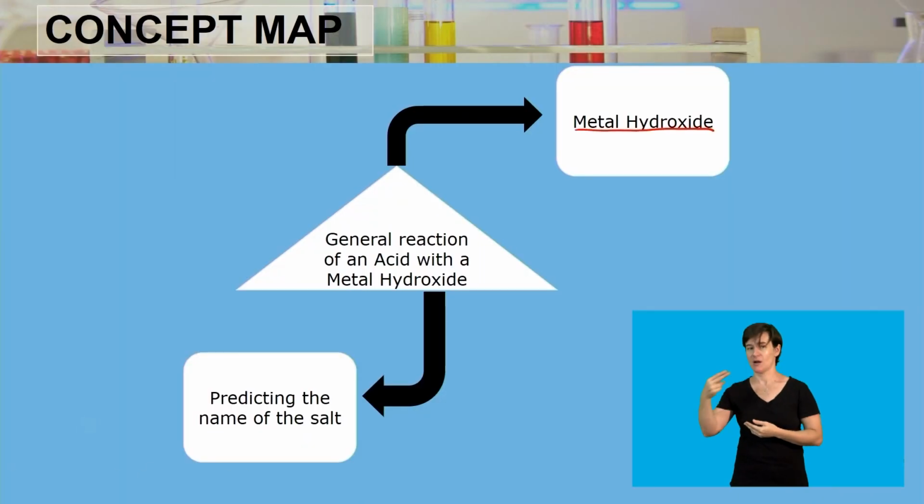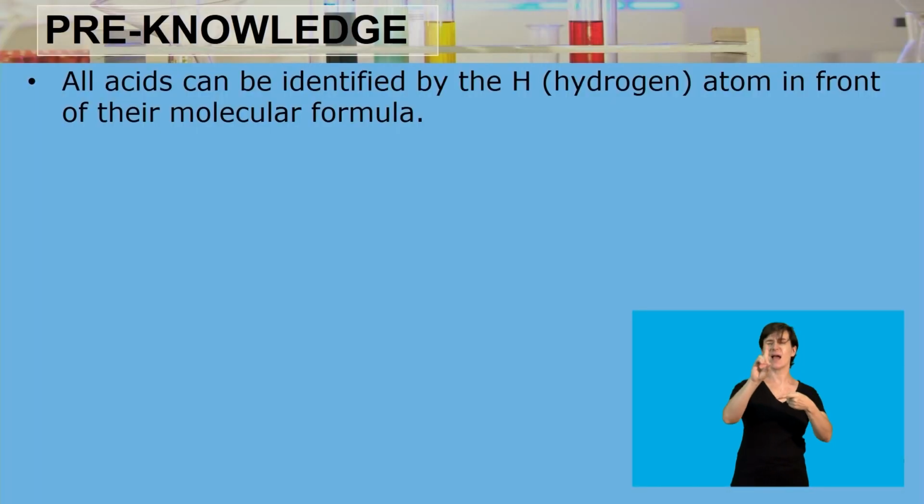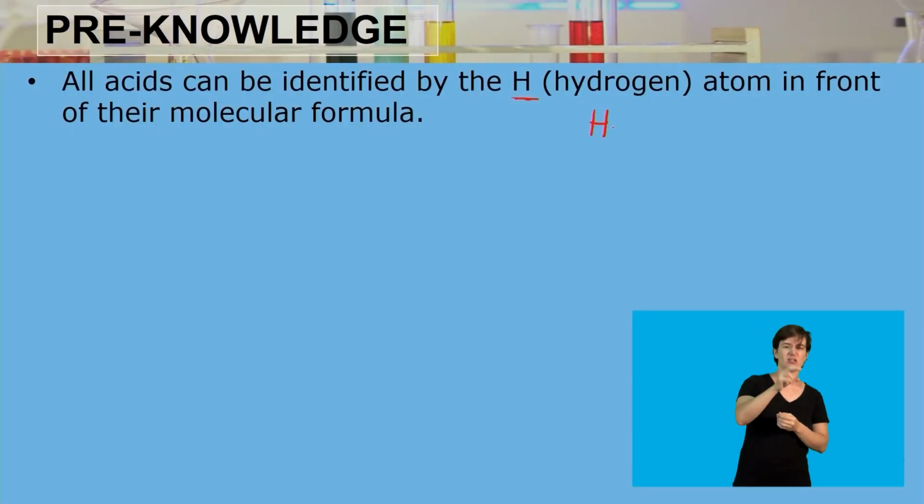However, I know that there are certain things that you already know about this lesson. Number one, all acids can be identified by the H, which is the hydrogen atom in front of the molecular formula. All the molecular formulas of acids have an H in front. For instance, we can look at HCl, hydrochloric acid. There's an H in front of the molecular formula.